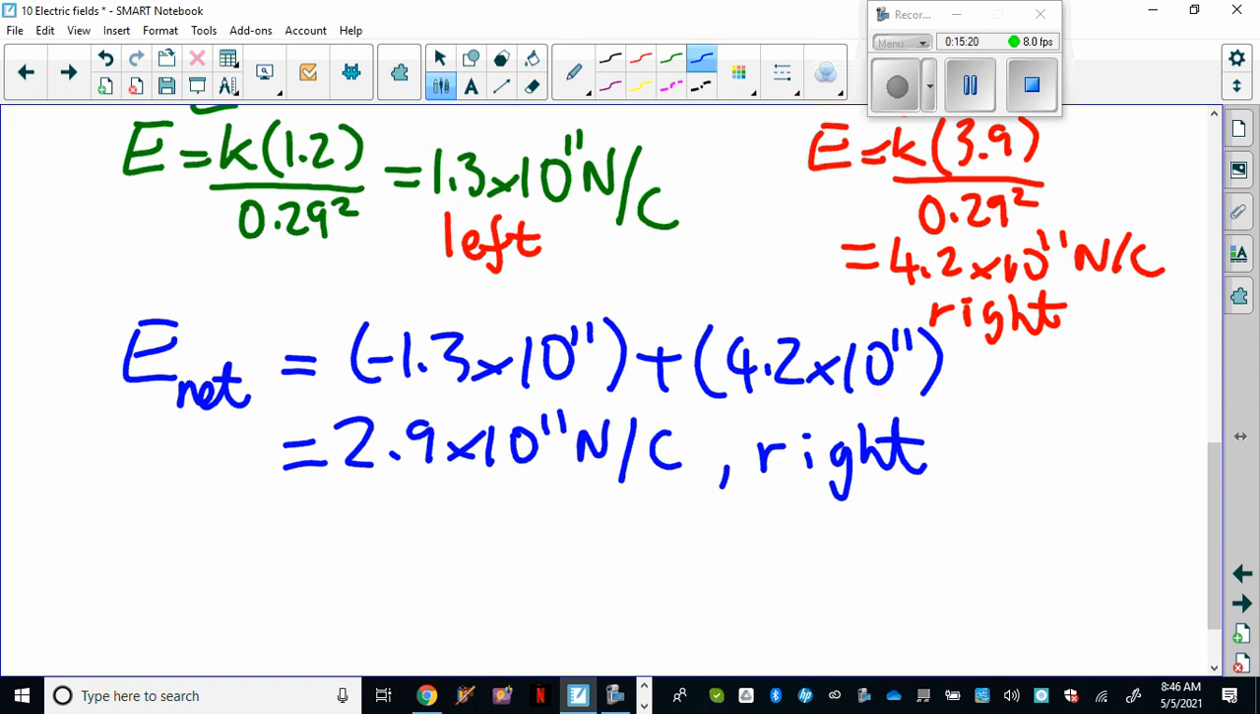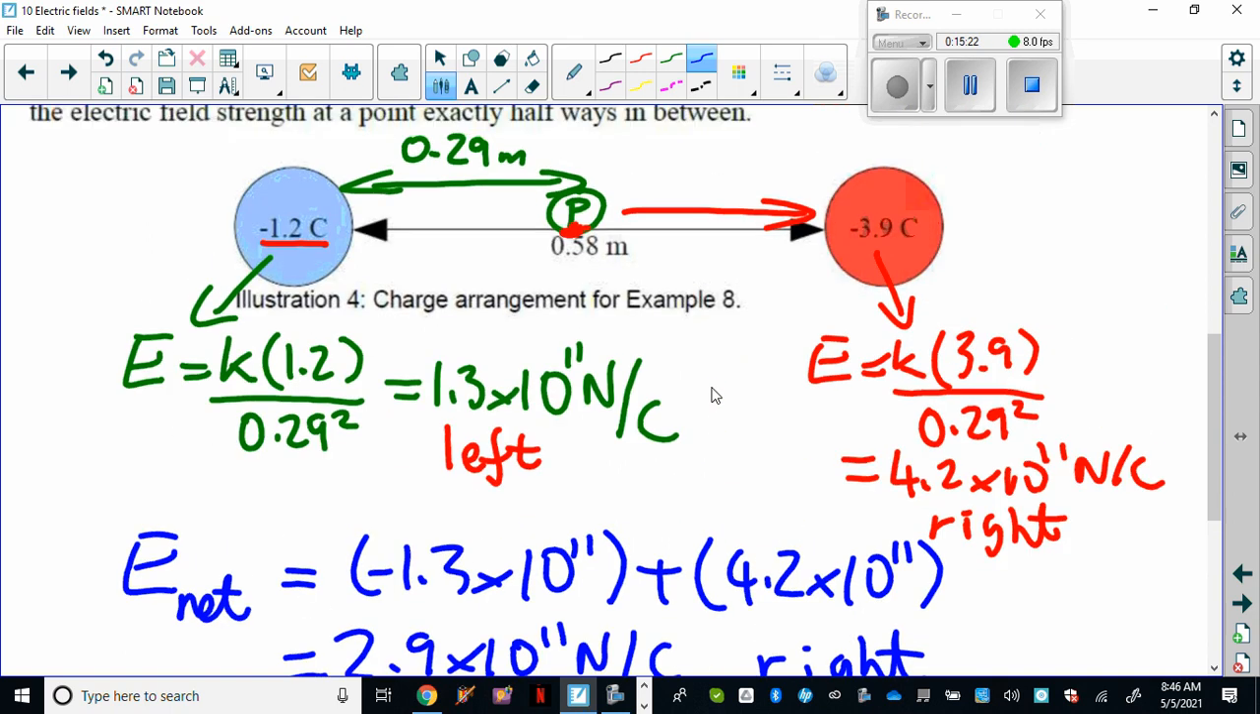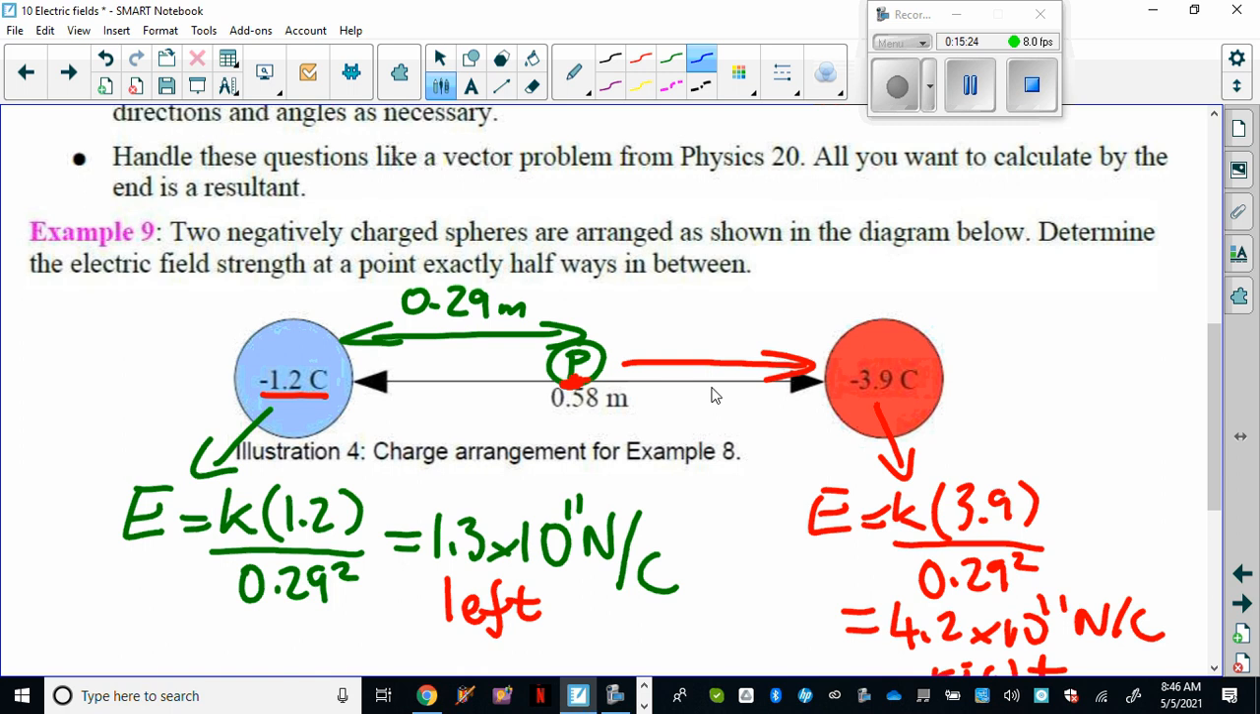Now I should have queried that out first. We should have taken an educated guess, and we should have said that this one here is much larger in magnitude, so obviously the field strength at point P is going to be more towards it. But we'll find that out in the next lesson.